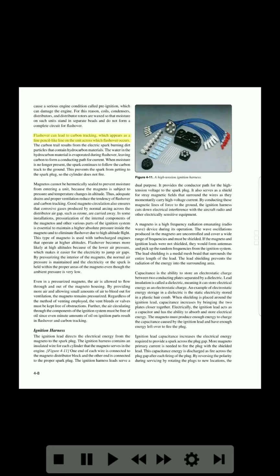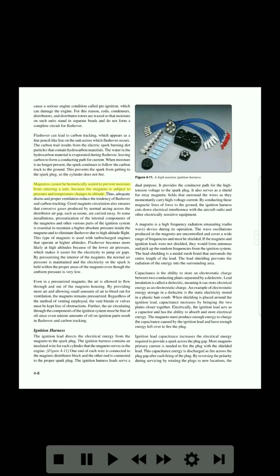Flashover can lead to carbon tracking, which appears as a fine pencil-like line on the unit across which flashover occurs. The carbon trail results from the electric spark burning dirt particles that contain hydrocarbon materials. The water in a hydrocarbon material is evaporated during flashover, leaving carbon to form a conducting path for current. When moisture is no longer present, the spark continues to follow the carbon track to the ground. This prevents the spark from getting to the spark plug, so the cylinder does not fire.